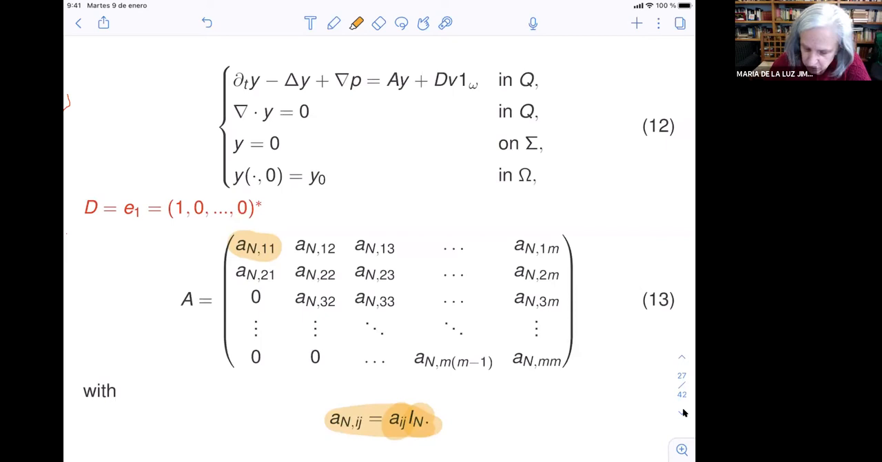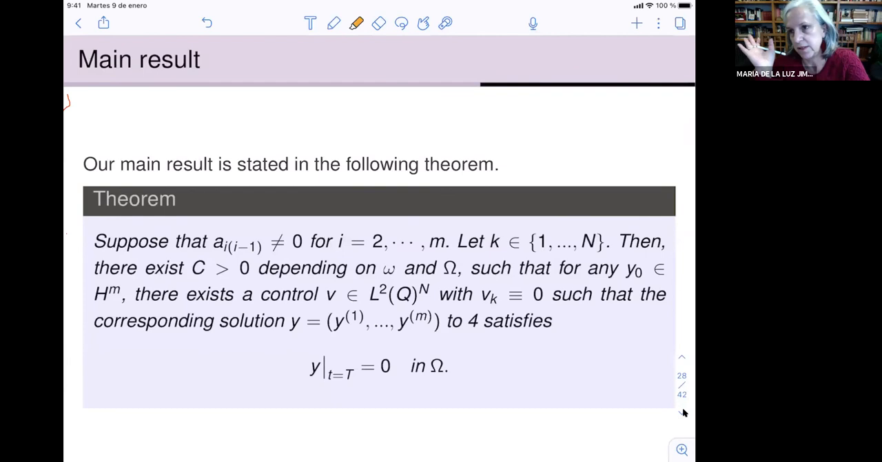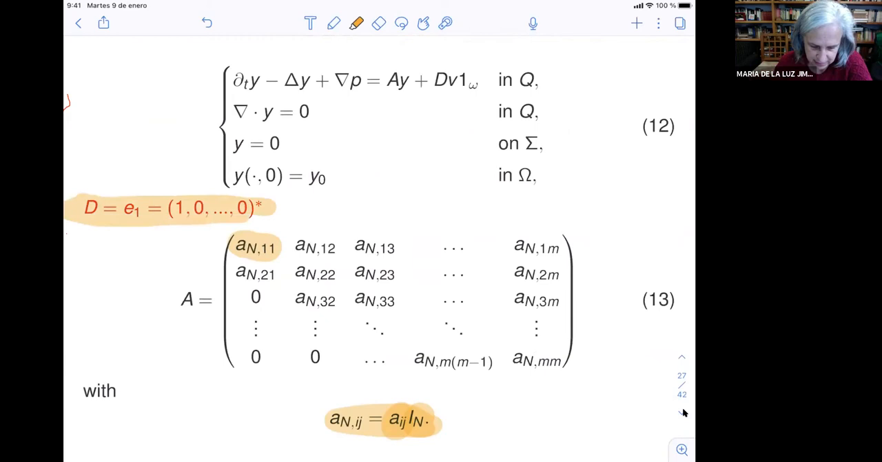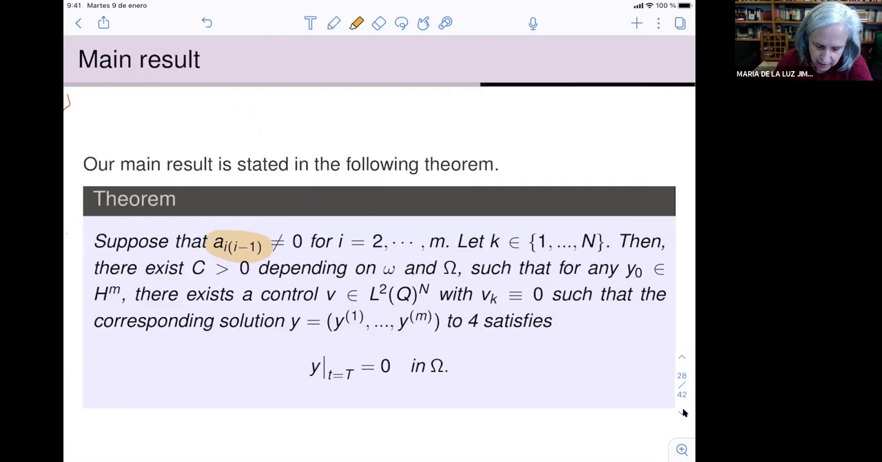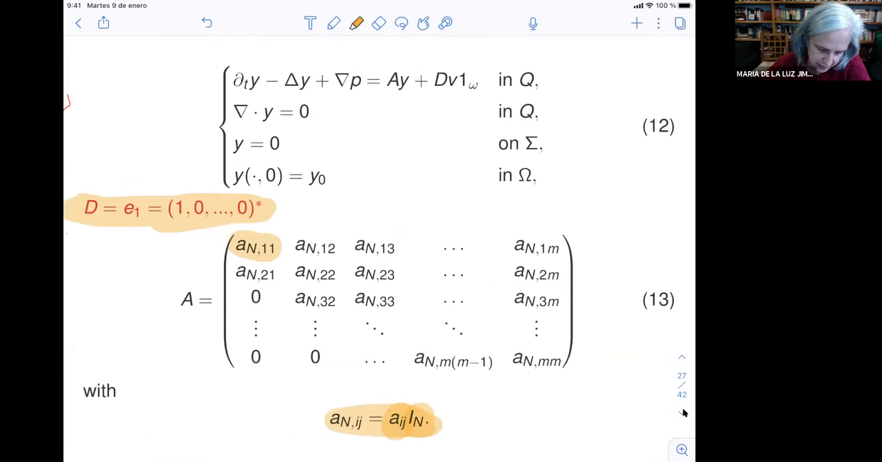Our main result is similar to our result with Manolo, and also to the result of Coron and Guerrero. We are able to control all the system acting only on the first equation, because here D is this vector. So under this condition, we will have the Kalman rank condition, because a_{i,i-1} is different from zero. So this subdiagonal is non-zero, and this is precisely a cascade equation.